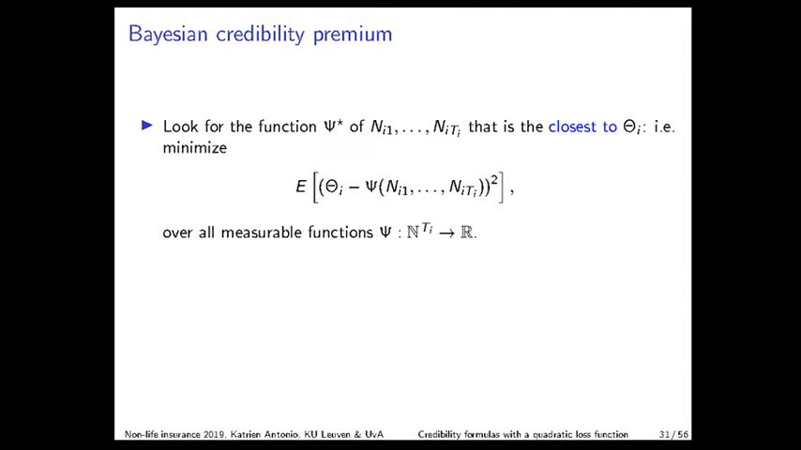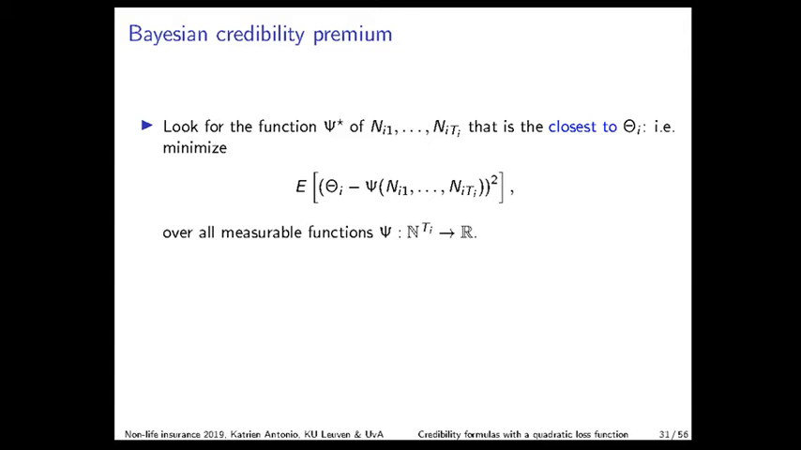Here too, you look at the following problem. You want to propose an estimator for theta_i that is a function of the random variables n_i1 until n_iti, the random variables expressing the claim history on policyholder i. More specifically, the estimator you propose for theta_i should be as close as possible to theta_i when using a quadratic loss function. Thus, you want the estimator to minimize the following mean squared error.